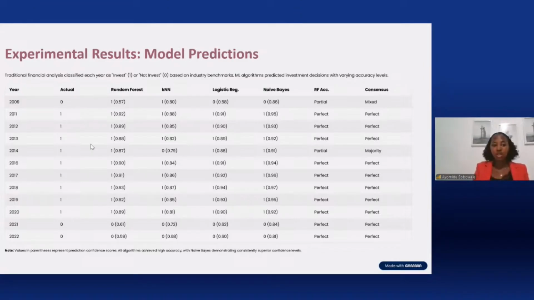And in 2011, the decision was to invest because the company performed well. Their performance was very good, and the decision was to invest. The result was converted into binary, which is 1. And then these algorithms predicted the result of this year. For random forest, it was 0.92. For k-nearest neighbor, it was 0.82. For logistic regression, it was 0.91. And for naive Bayes, it was 0.95. So as we can see, they're all close to 1. Their percentages were higher.